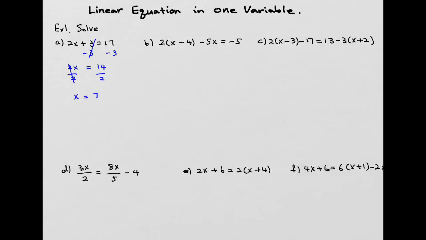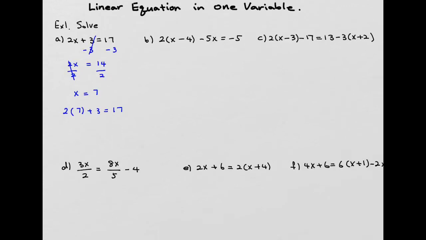And we can always check equations. So let's see what happens if x is equal to 7. Put it into the beginning of the problem and see if we get 17. So 2 times 7 is 14. 14 plus 3 is 17. So we know that 17 is 17. One good thing about solving equations is we should always be able to check our solutions. So we know this is going to be the solution for the given problem.